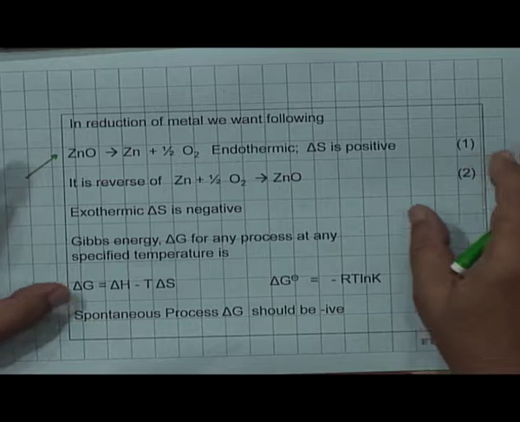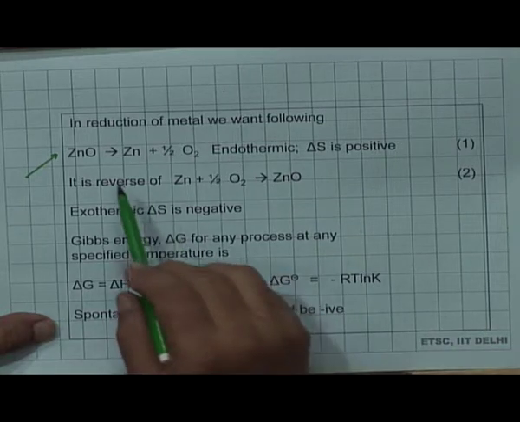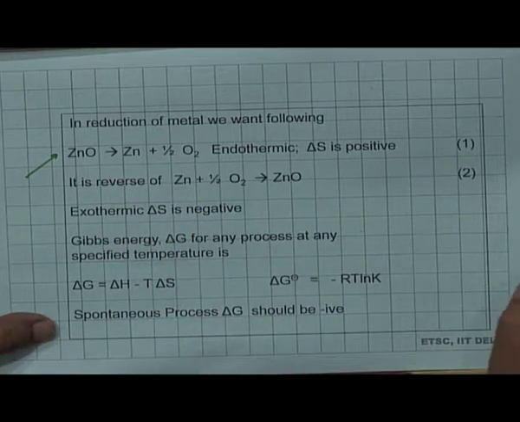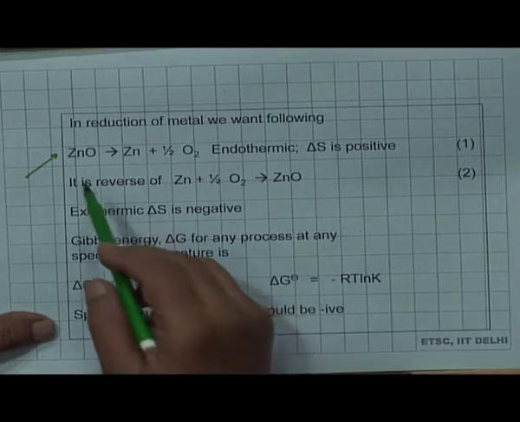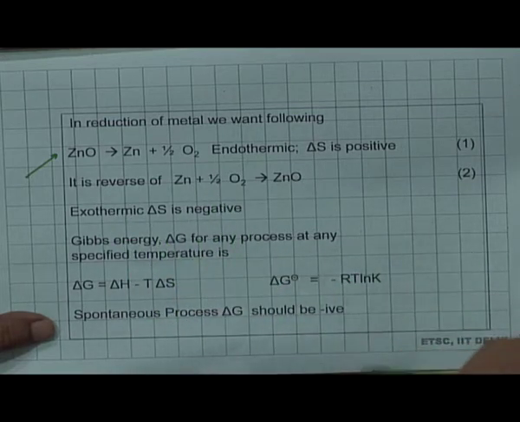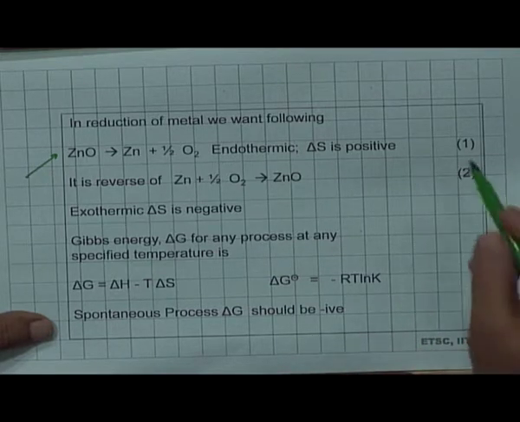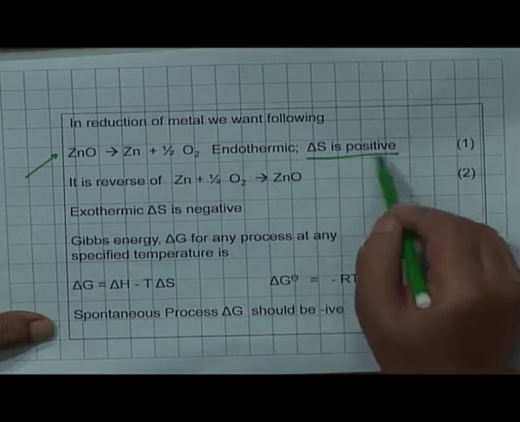Now, as such, if you heat the oxide, the formation of metal is an endothermic process, and if you look at this reaction, its change in entropy is positive. Why? Zinc oxide is solid, zinc is solid, but oxygen is produced, and as a result the randomness of the system is increasing. So, delta S is positive.